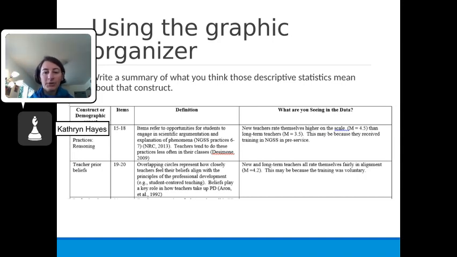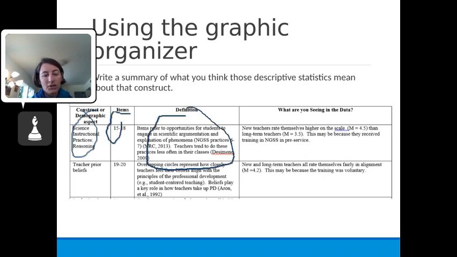Going back to the first graphic organizer, the one that's due January 29th, you've already done this part: your construct and demographic, your construct, the items, the definition with reference to the literature. That's something we talked about last week. Now, this is what this week covers.